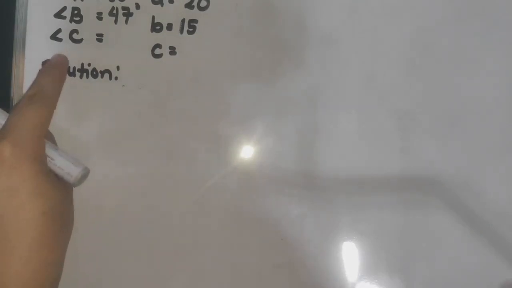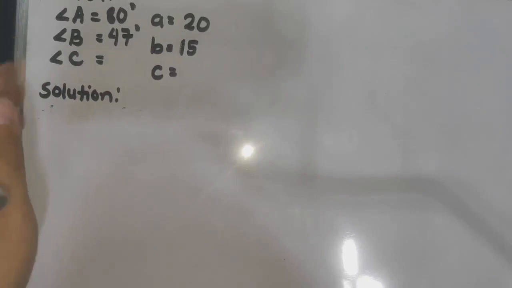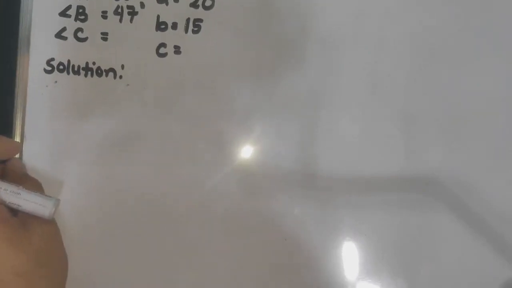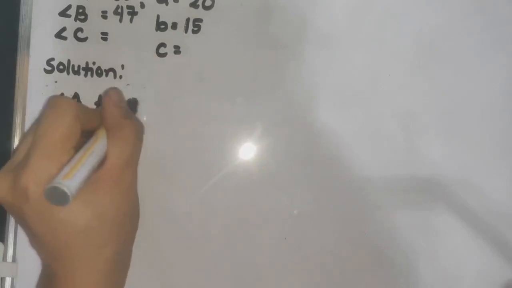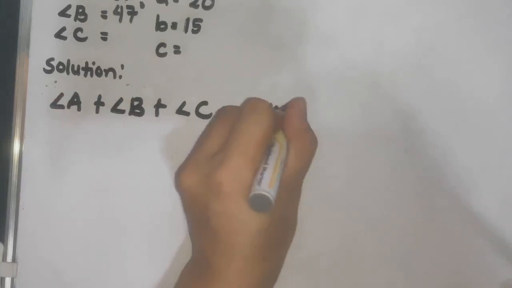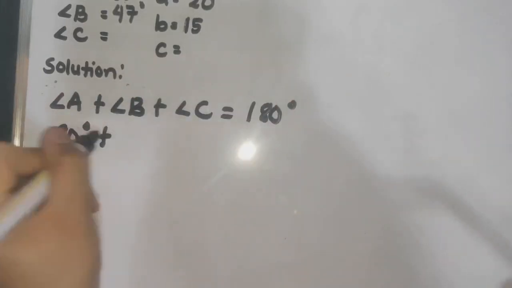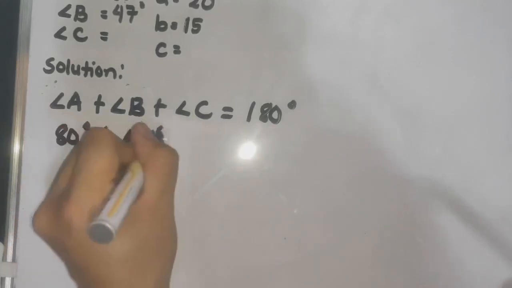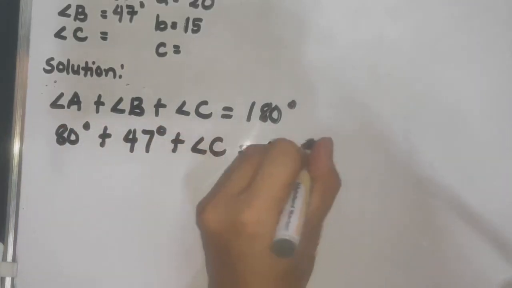Then, isang angle na lang yung nawawala natin. So, ang gagawin natin is to add the three angles equals to 180 degrees. So, angle A plus angle B plus angle C is equal to 180 degrees. So, anong value ng A? 80 degrees. Plus, ang B natin is 47 degrees. Plus, angle C equals 180 degrees.